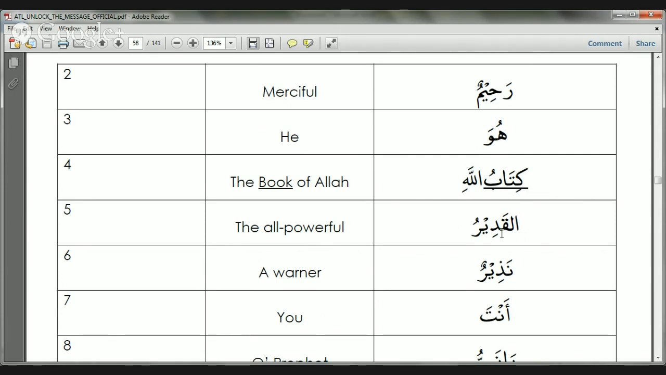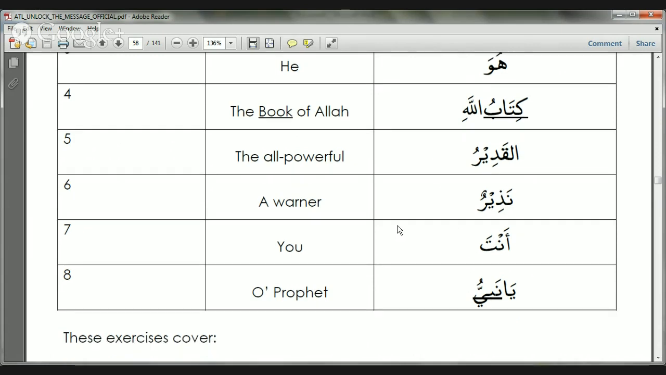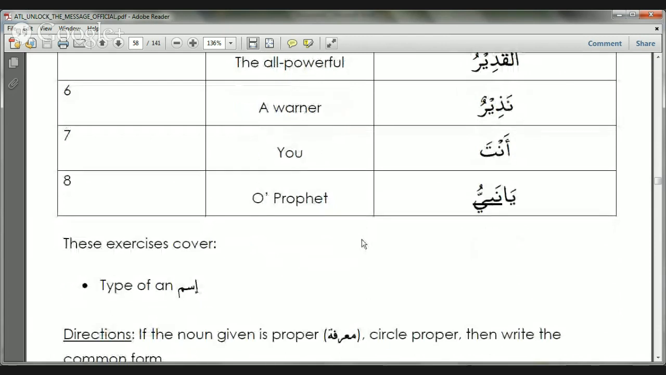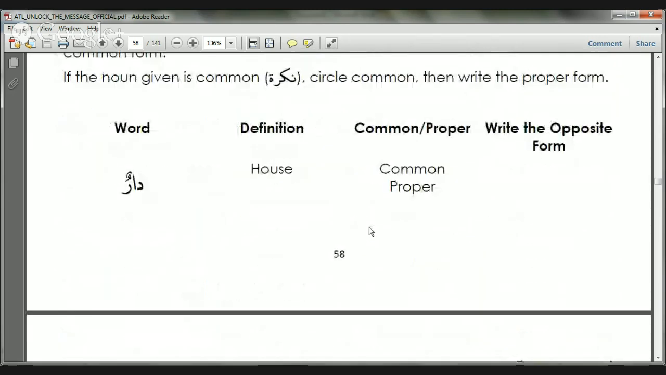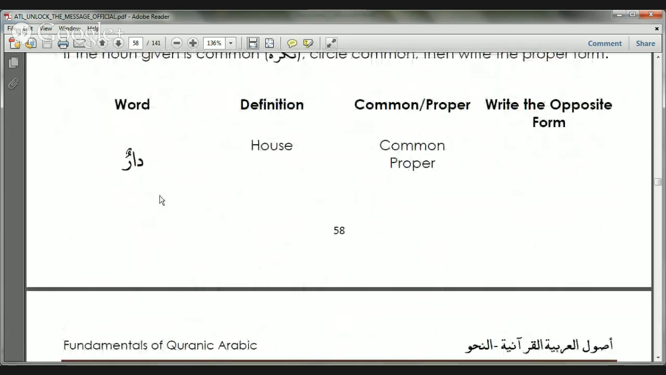Al-qadiru. Why? Good. Nadhirun. Common. Why? Good. Anta. Why? But be more specific. What category does it fall into? Pronoun. Very good. Ya Nabi. Proper. Why? Because after ya. Okay. After ya. Let's go over this. If the noun given is proper, you don't have to circle this. I just want to go through these words.